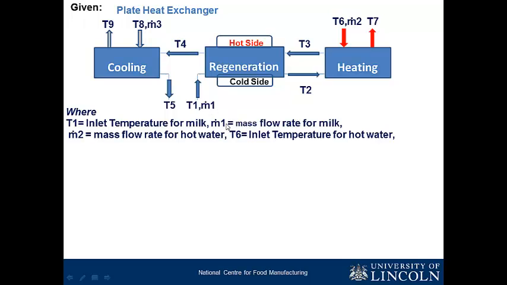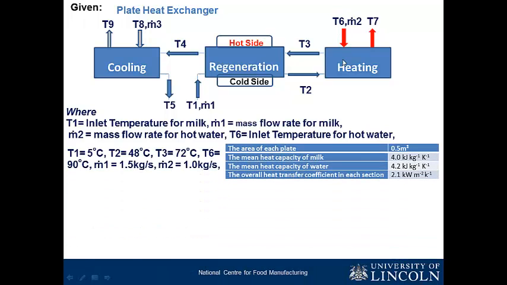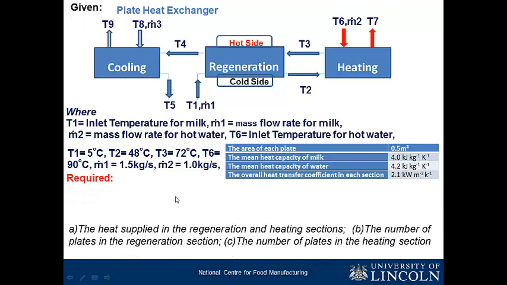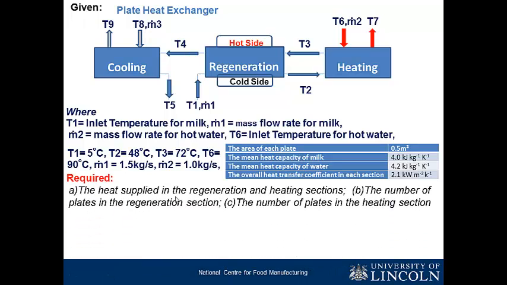flow rate. You can call this anything you want, but I prefer to call it M1 for mass flow rate of milk, and then I have M2 for mass flow rate of the hot water, and T6 for the inlet temperature of hot water. Again, you remember we are given the table, so take note of that. The very first thing we have to do is to determine the heat supply in the regeneration and the heating section. That's the first thing that we need to calculate.